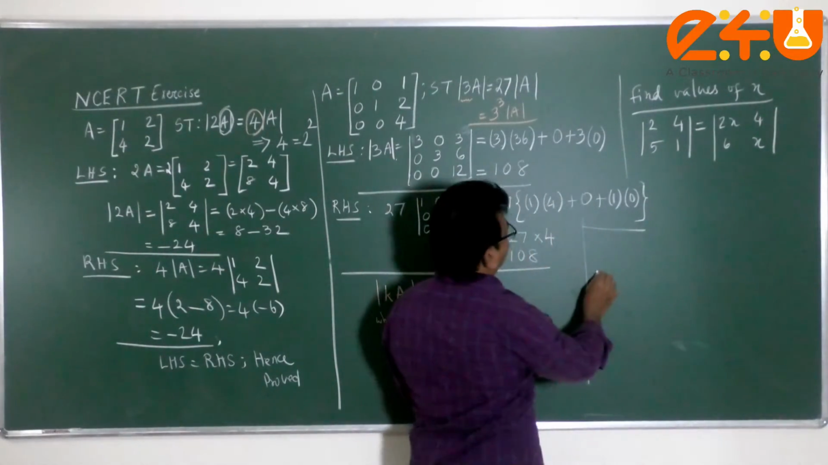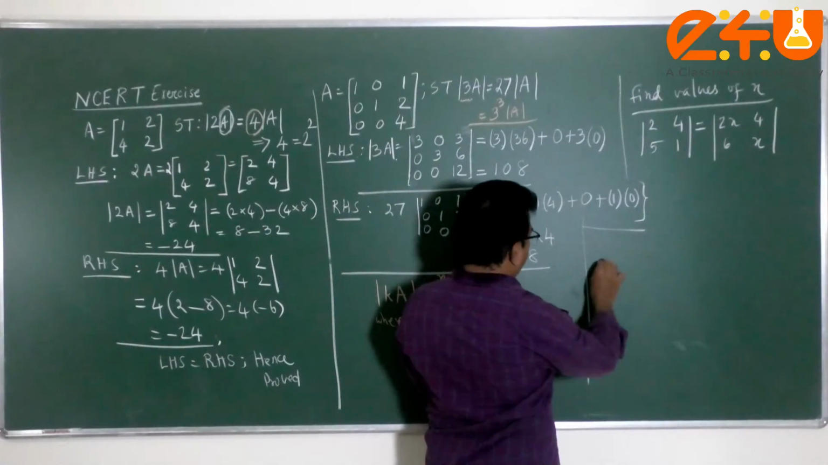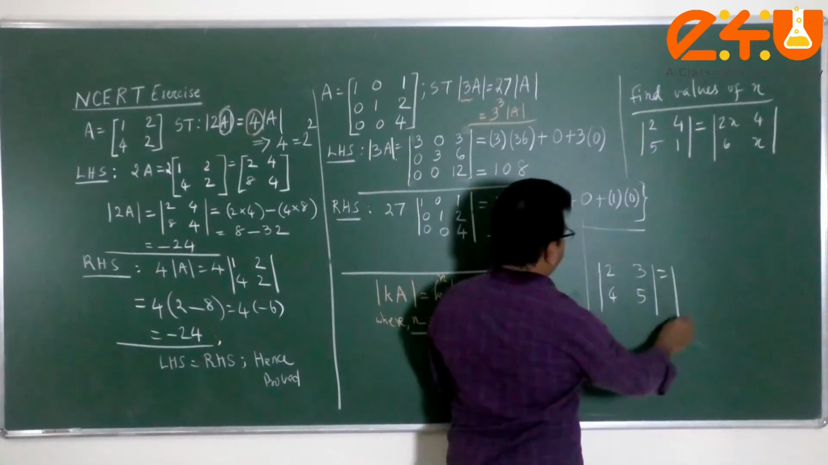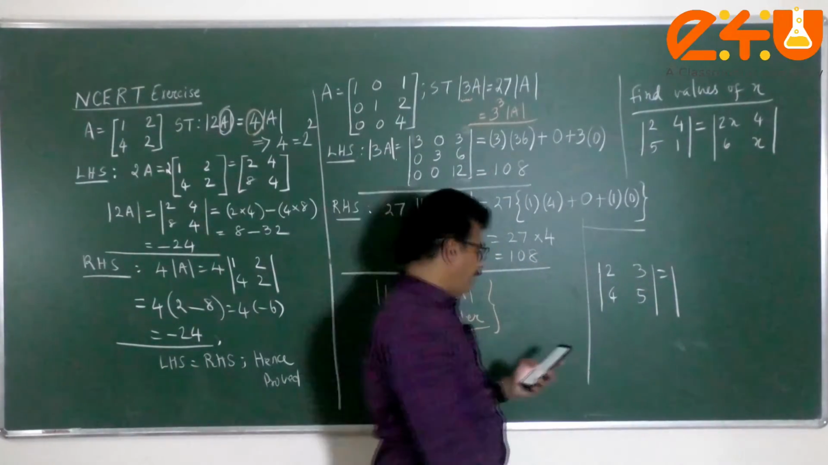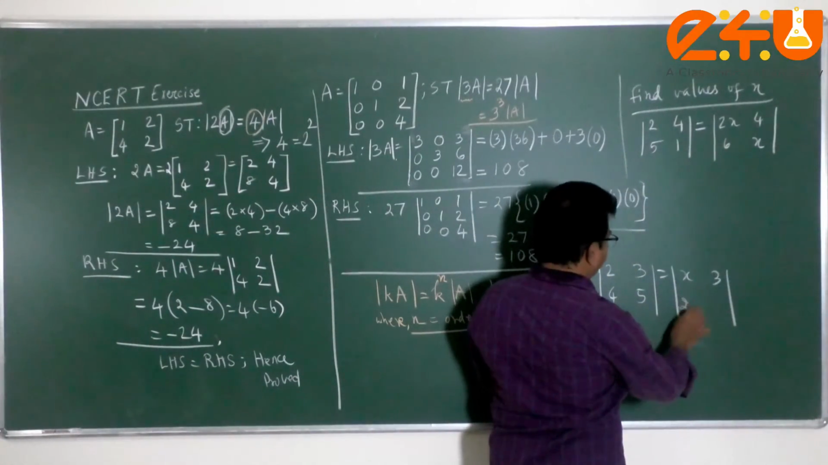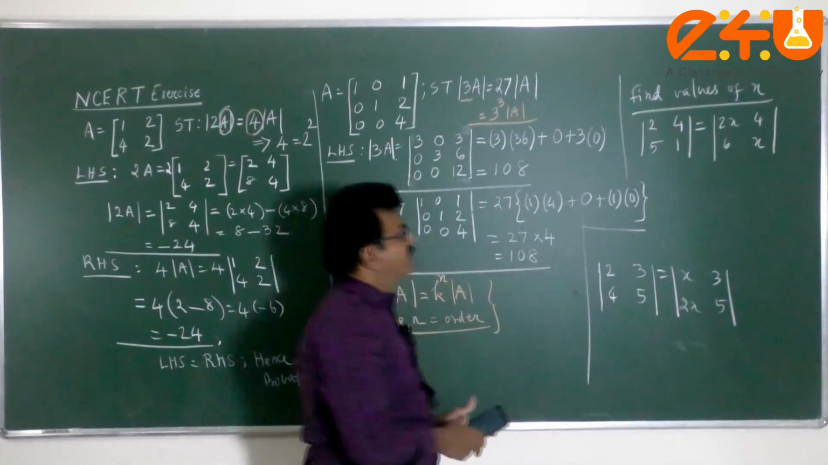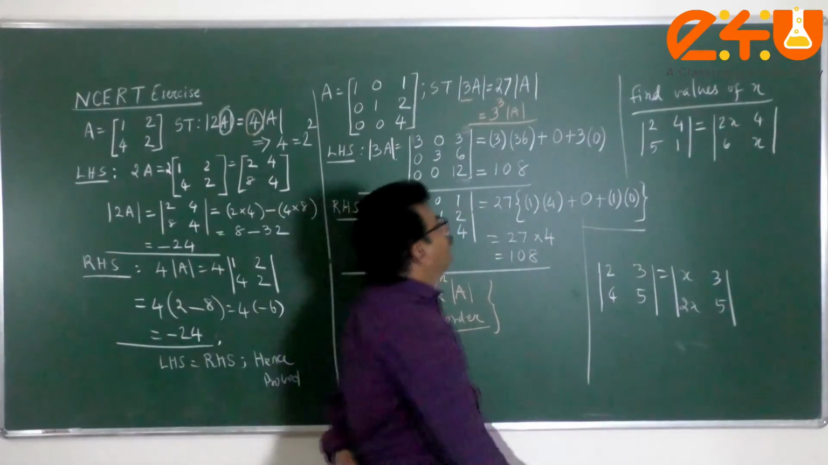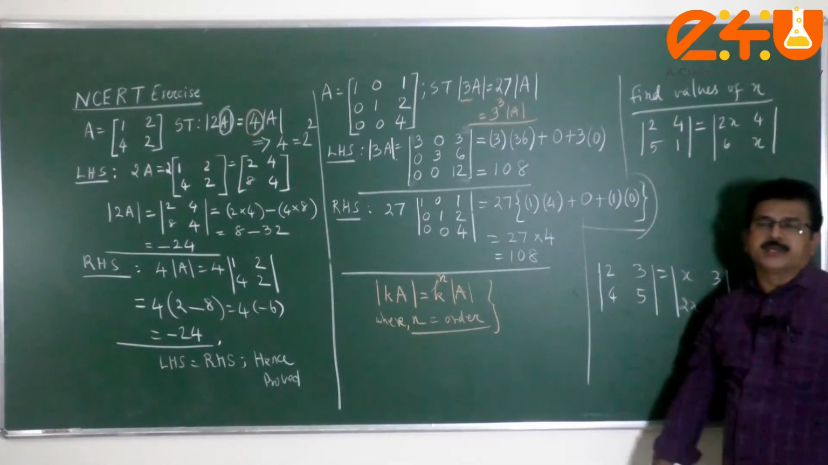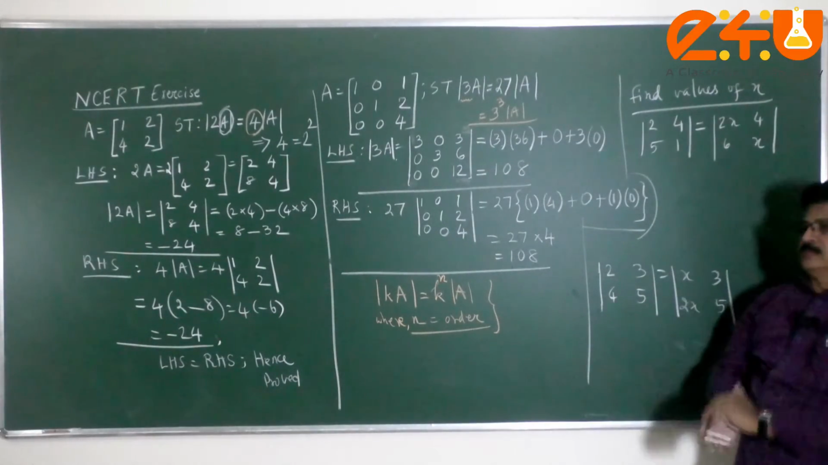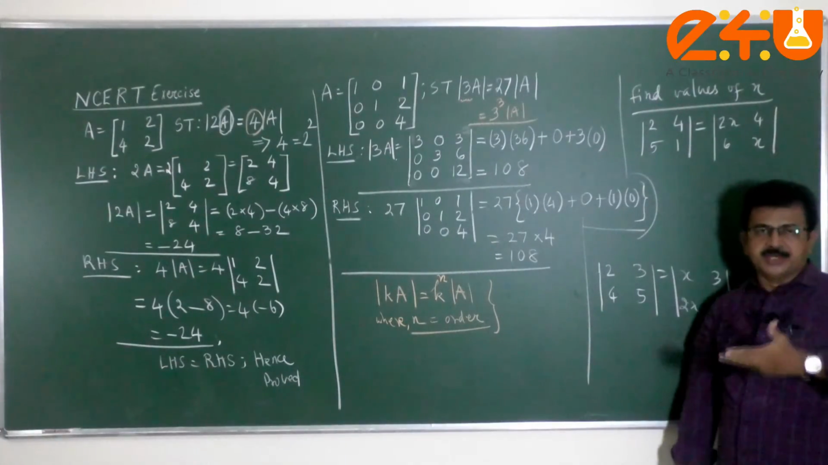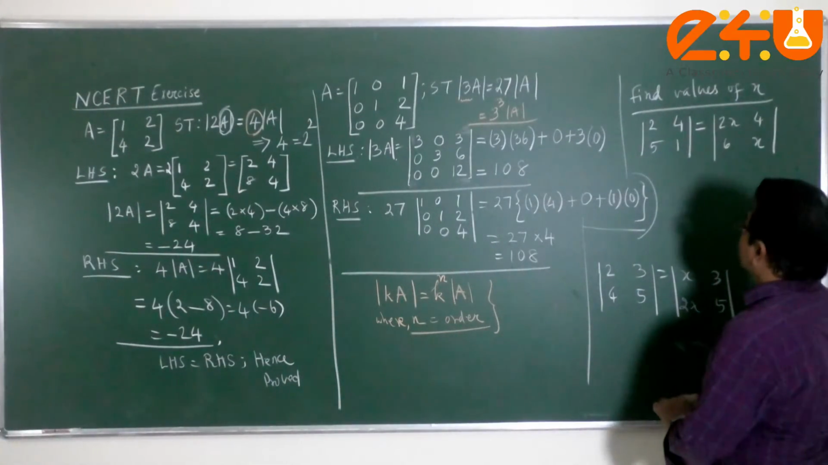There is one more question of this type. Again, find x. If the determinant on the left-hand side is 2, 3, 4, 5, and on the RHS x, 3, 2x, 5. So how do we go about it? A similar question. I want students to carefully observe the symbol. But for this symbol, the students can directly start comparing.